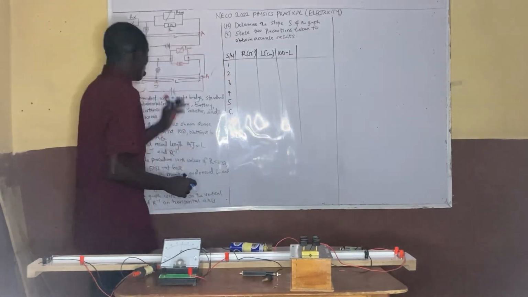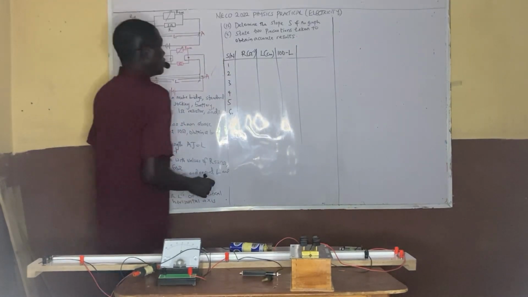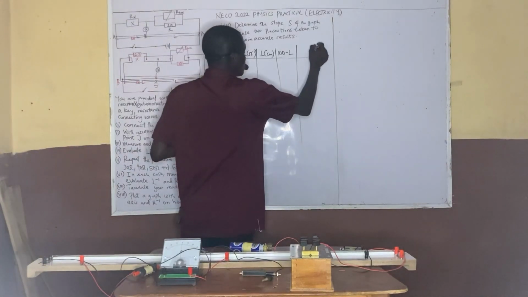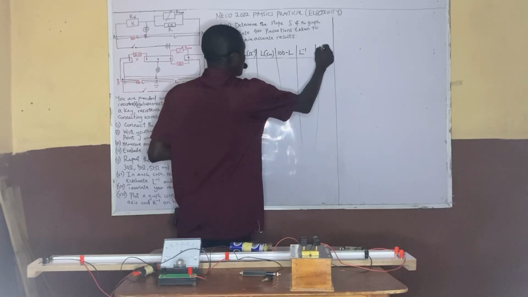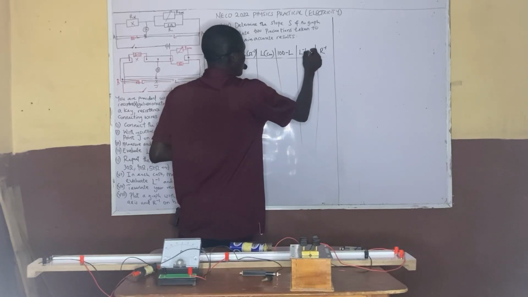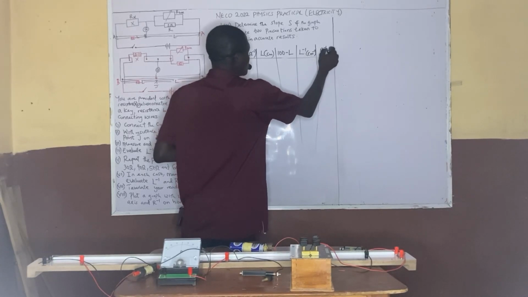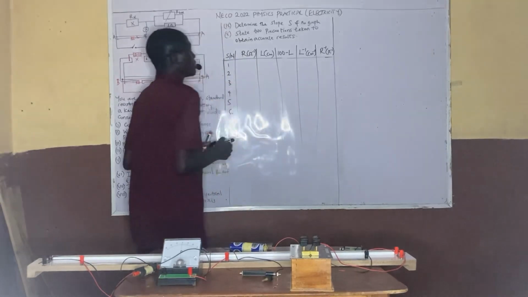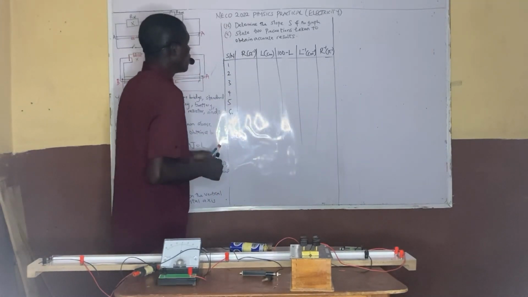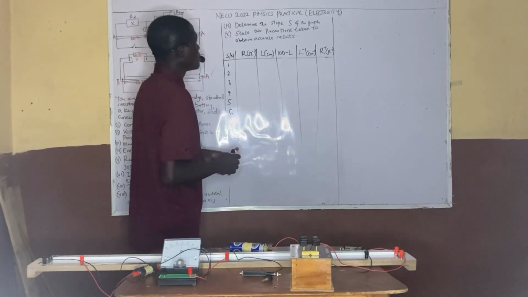100 minus l. So 100 minus l first, then let's introduce another column, which is l inverse, then R inverse. This is per centimeter, which is l inverse. This is per ohm. So that's about that. So now we have to evaluate all these things.